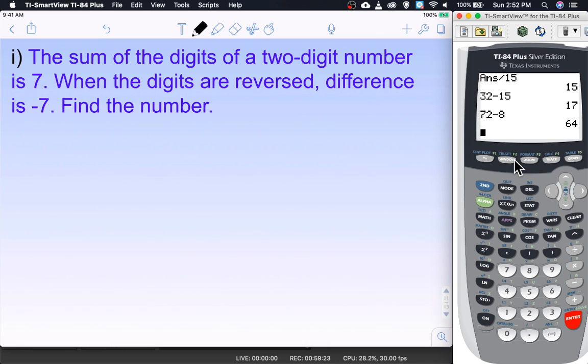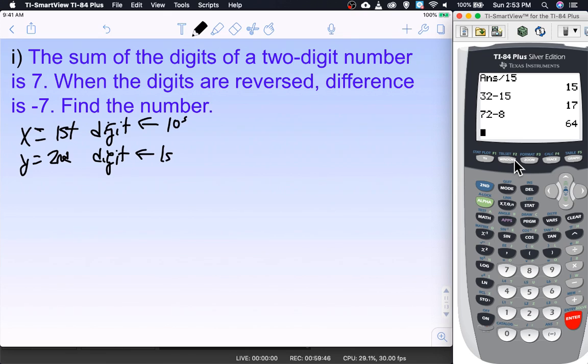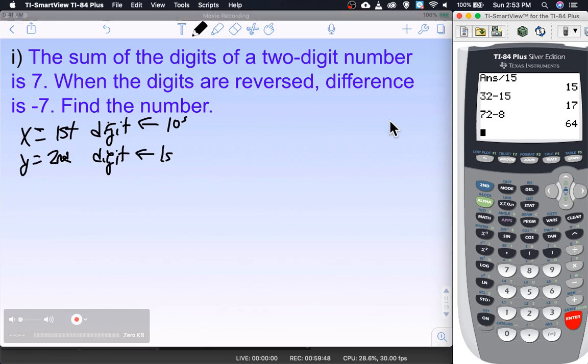All right, so let's see here. x and y are going to be my two digits. So x is going to be my first digit. y is going to be my second digit. Now, you can think of this one as being in the tens place, and this would be the one in the ones place, if that helps you out. So the sum of the digits of a two-digit number is 7. So x plus y is 7.